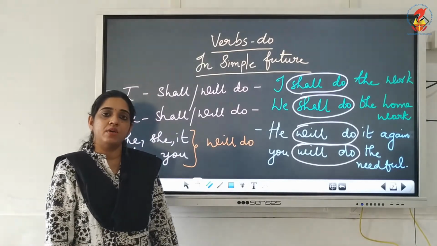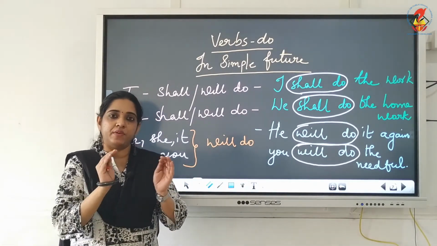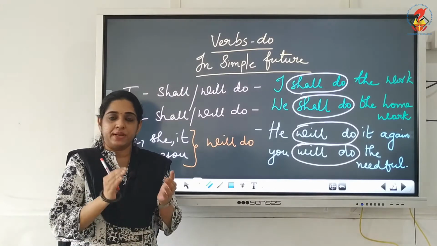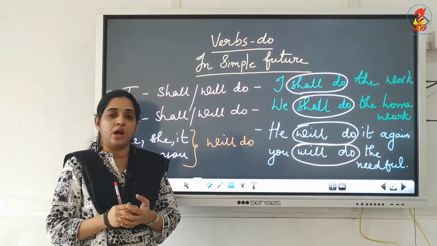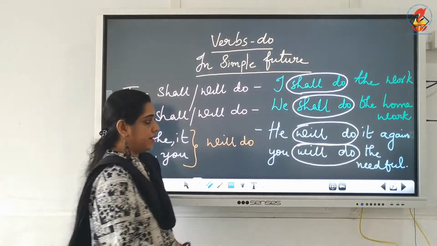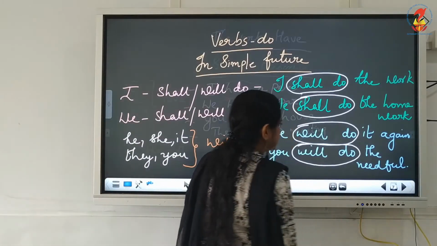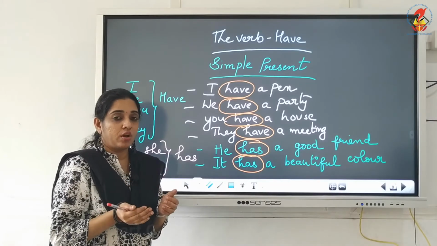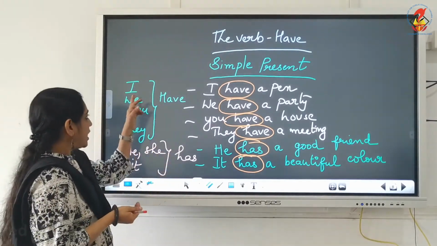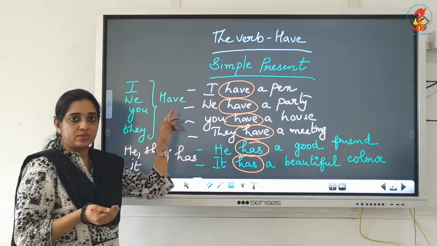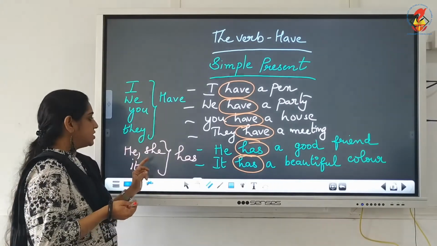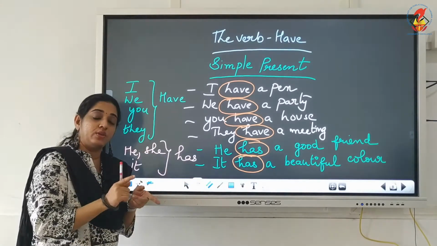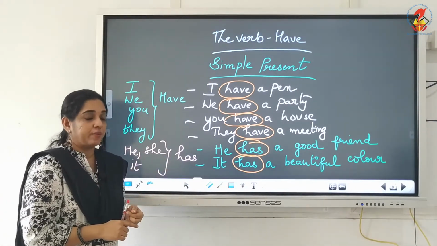The verb have, how can we use the verb have in 3 tense forms? Present tense, past tense and future, how will we use the verb have? That's what we are going to see next. The verb have in simple present tense. In simple present tense we can use the verb have or has. What is the rule of using have or has? For I, we, you, they, you have to use have. And for he, she, it, you should use has. This is something that you already learned in the last chapter.